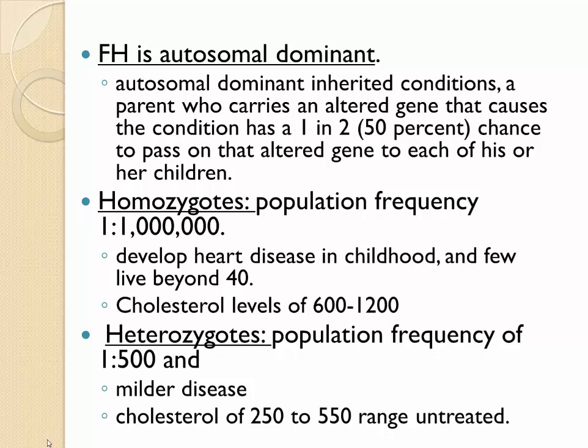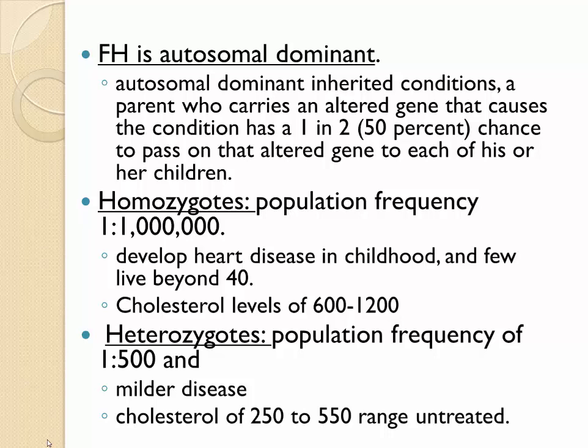And often you don't see many of them beyond 40. These are the people you see with cholesterol levels in the 600 to 1200 range. Then we have the heterozygote person, and this person only carries one of the altered genes. And remember, in an autosomal dominant condition, it only requires one altered gene in order to have the abnormality.